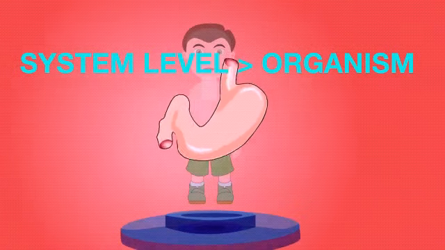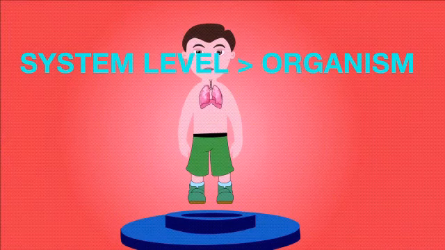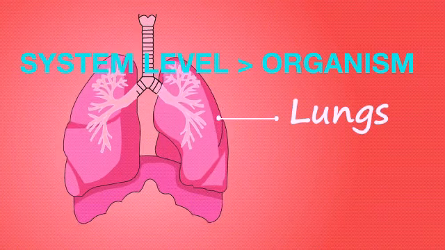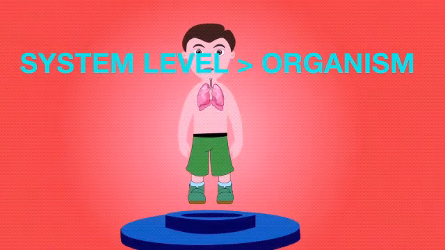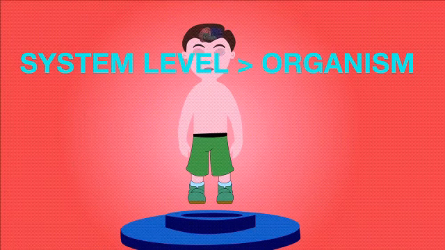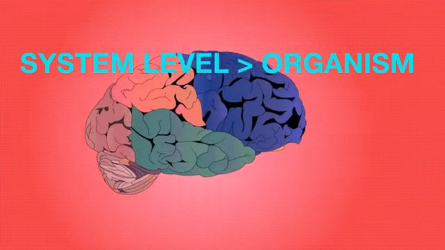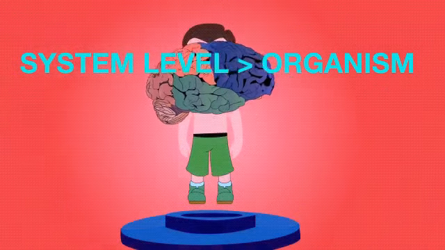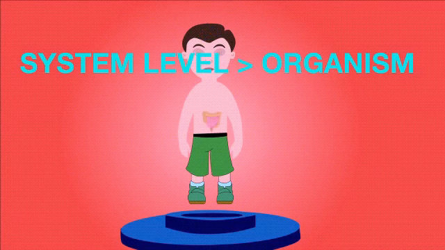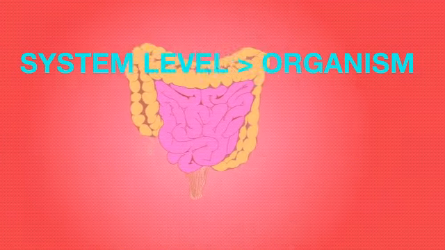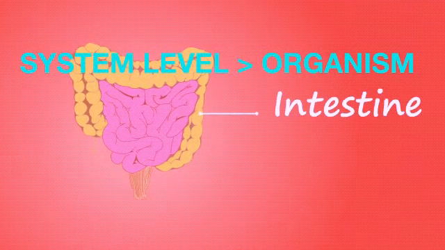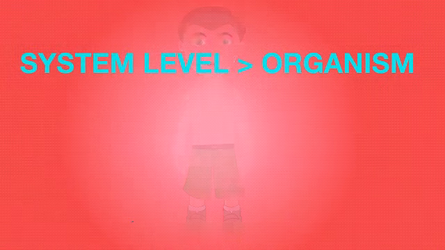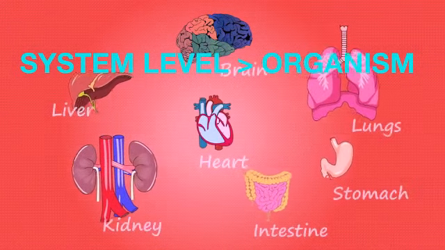Here we see the stomach. The stomach together with other parts, we are going to see them, make the digestive system. Here we see the lungs. The lungs together with the bronchial tree make the respiratory system. Here we see the brain. The brain is the engine or the control center of the whole body. It makes the nervous system together with other parts. Here we see the intestine. The intestine together with the stomach, the mouth, the esophagus, make the digestive system, and then they make the whole body organism.